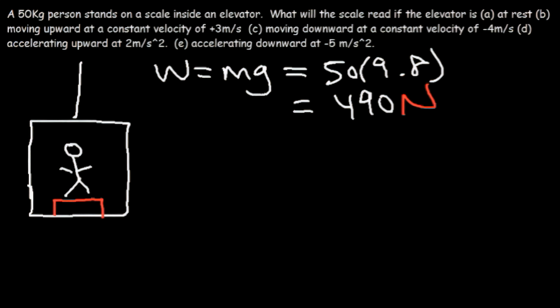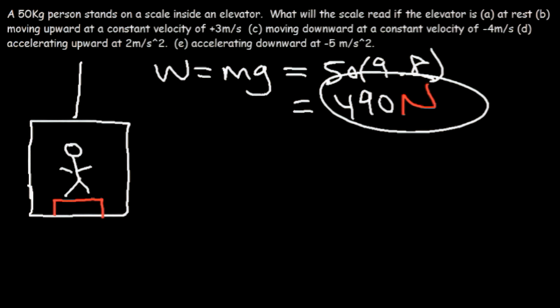So the answer for part B and part C is simply 490. The normal force exerted on you by the ground will be equal to the weight force, regardless if the elevator is at rest or if it's moving at constant speed. Now what happens when it accelerates upward? Will the scale read a force that's greater than the weight force or less?